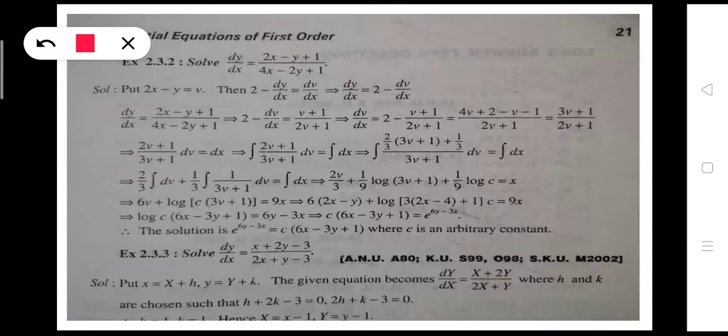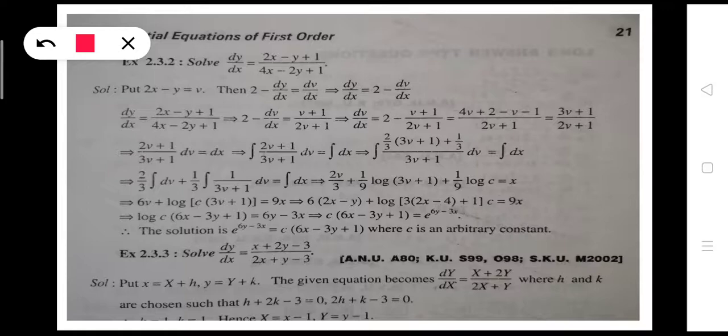Now integrating, here the 3v + 1 gets cancelled. We have only 2 by 3 dv, plus 1 by 3 into the integration of 1 by (3v + 1) dv, is equal to the integration of dx. Here we separate the integration of each term. Now integrating, we get 2 by 3 into v plus 1 by 3 into 1 by 3 log (3v + 1), plus 1 by 9 into log c, is equal to x.